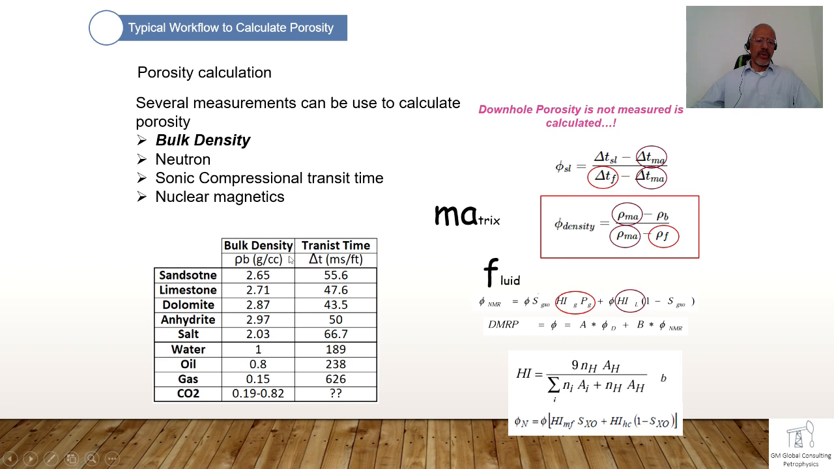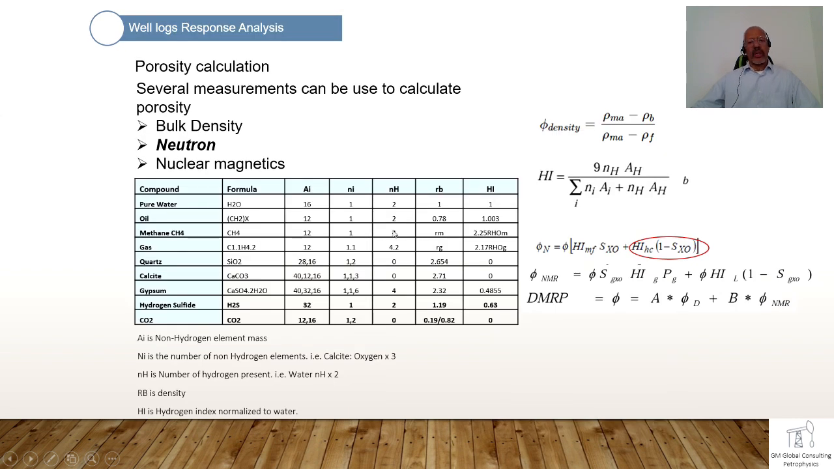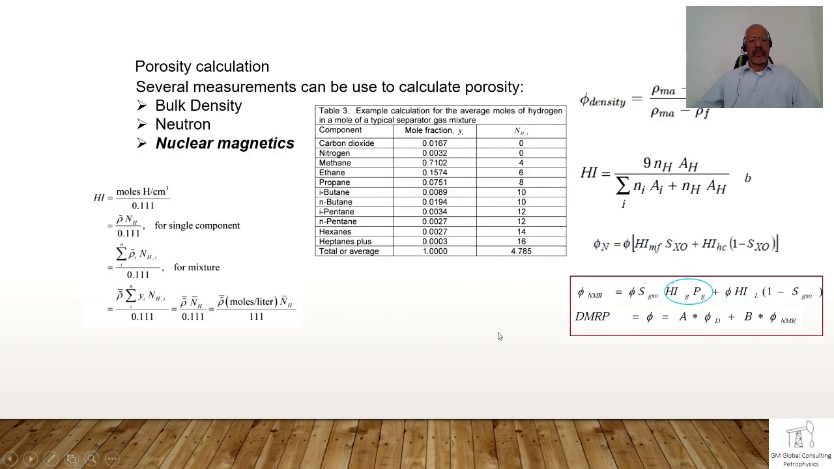And it's common to find a set of characteristic log responses in front of lithologies and fluids. However, for CO2, the range in densities goes from 0.19 to 0.82. I'm coming back to this one, and from transit time it is not certain. In terms of neutron, you should be able to work out the excavation effect by calculating the hydrogen index that is used in the equation. Once again, CO2 has no hydrogen, so it is 0.